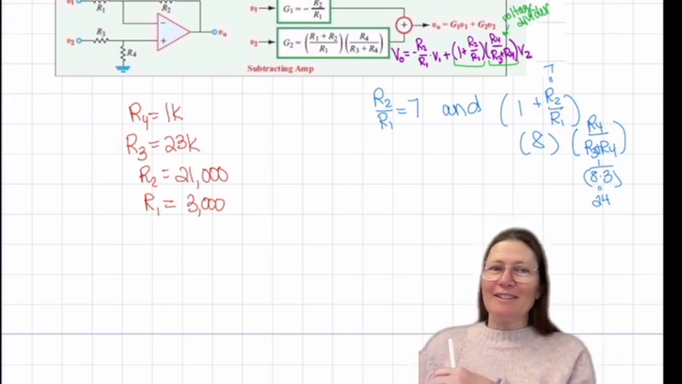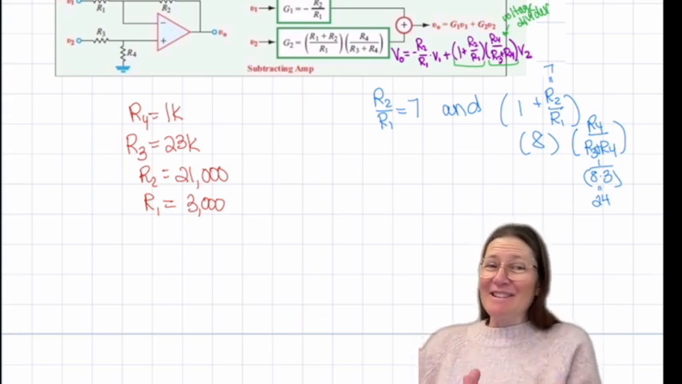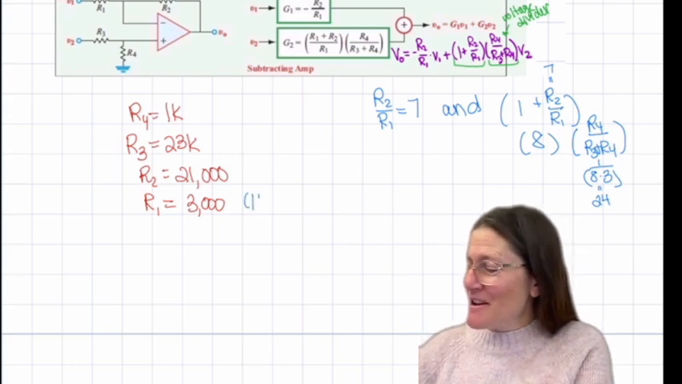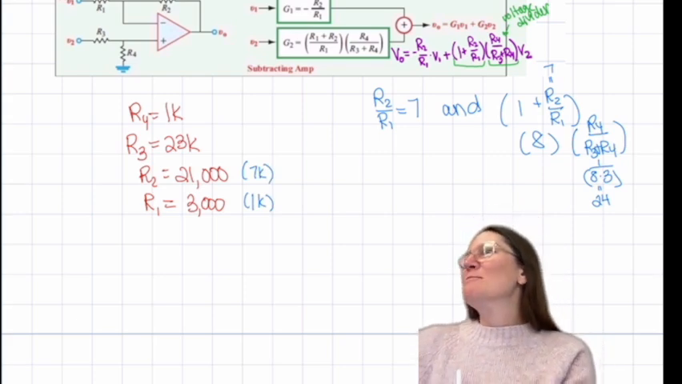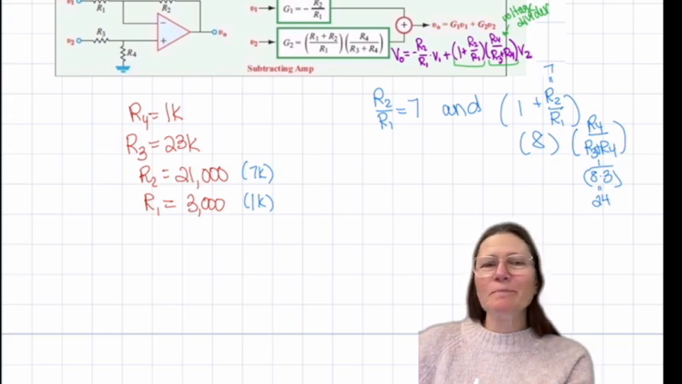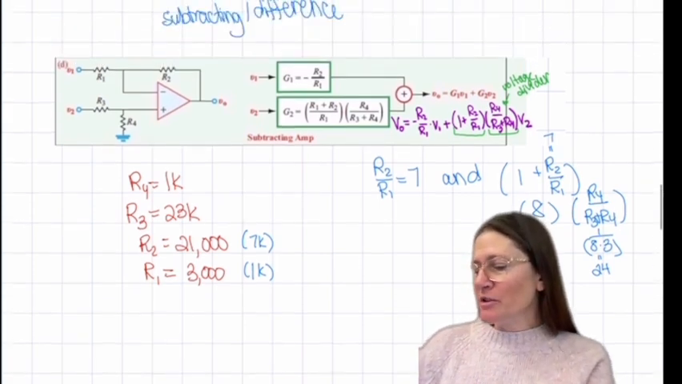I like 1K because it's easy to multiply by, so I would probably have picked the bottom one to be 1K and then just put 7K on the top. But any ratio that gives you 7. So now we can just go put these in.